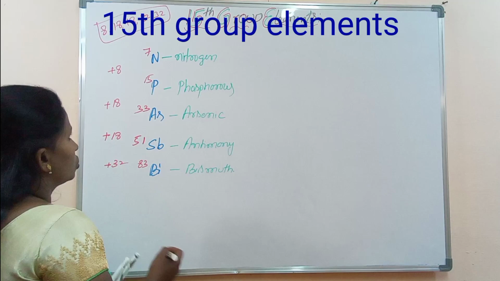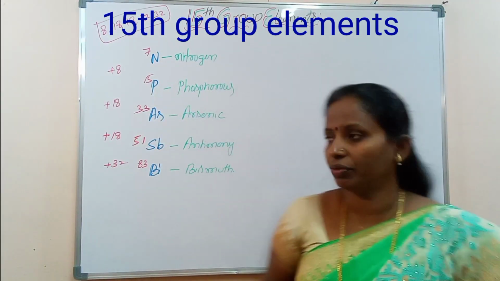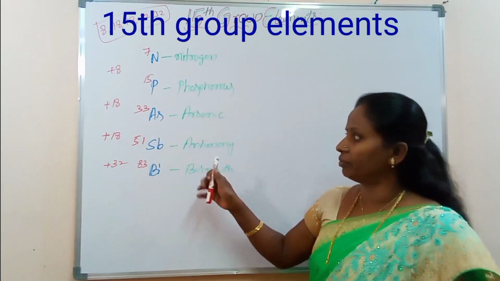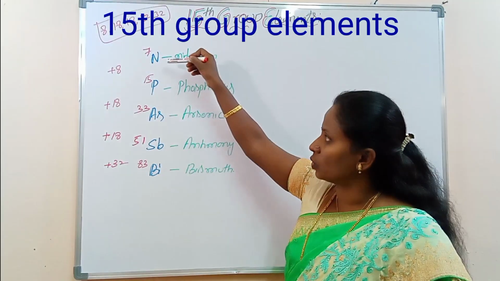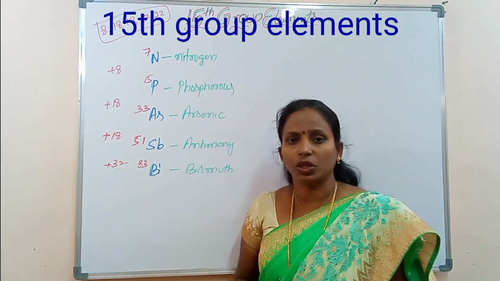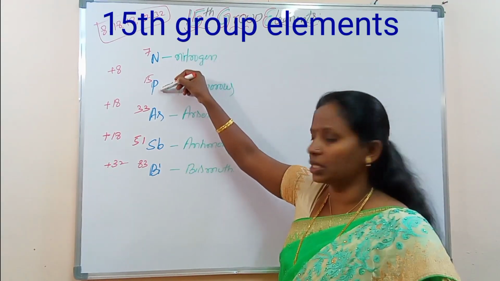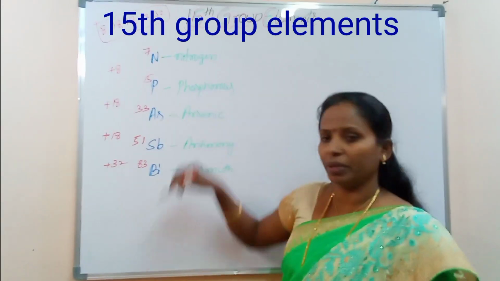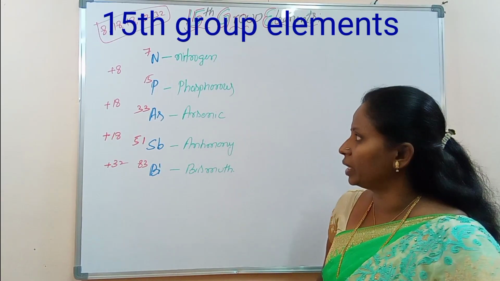Then how to remember the names of the 15th group elements? In the last class also I gave the hints. So Neetu, Preetu, Aishwarya, sab beautiful. Like that we can easily remember the 15th group elements. Or Nepal, Pakistan, Australia, sab bindas. Like this also you can remember the 15th group elements.